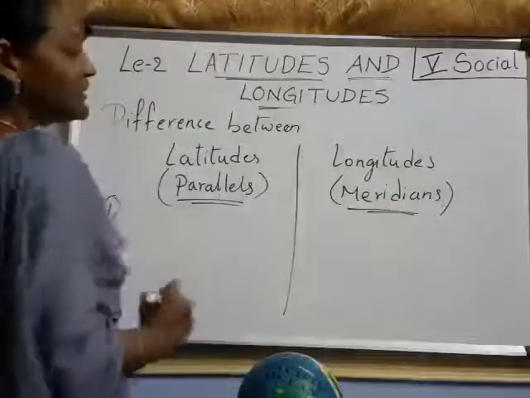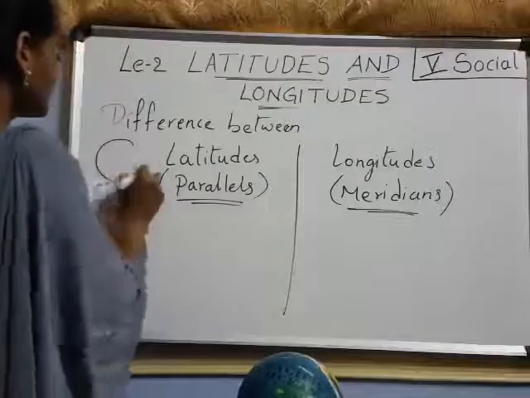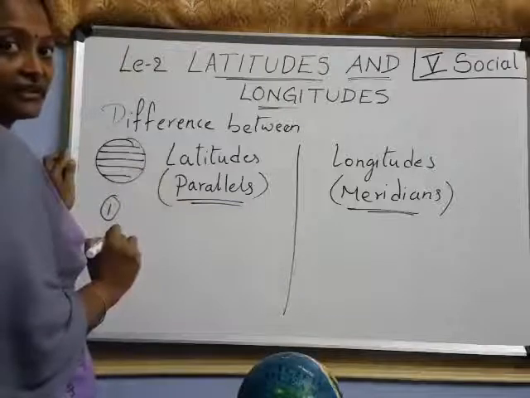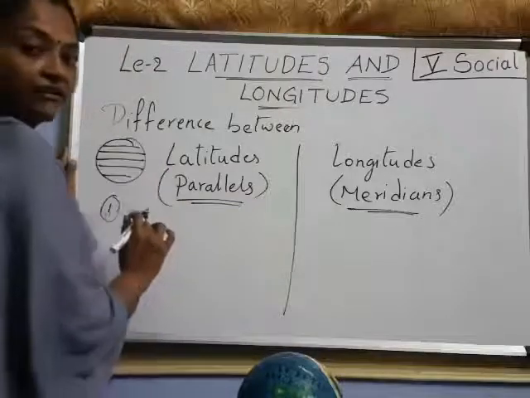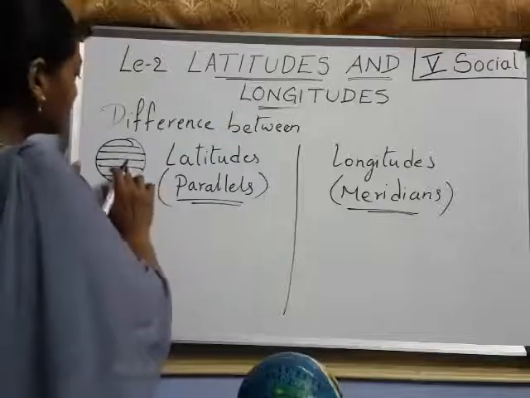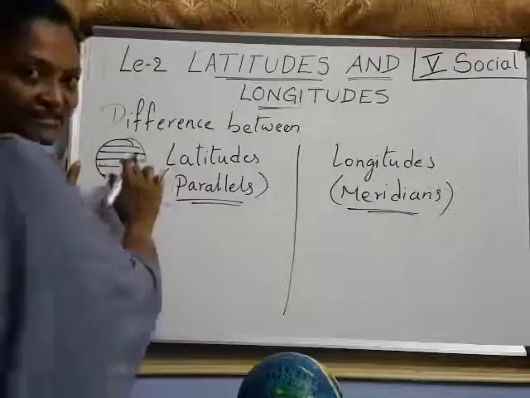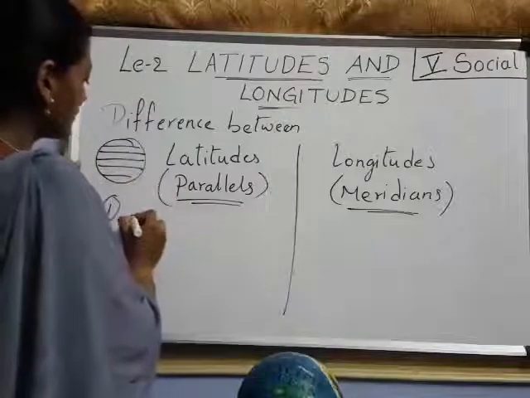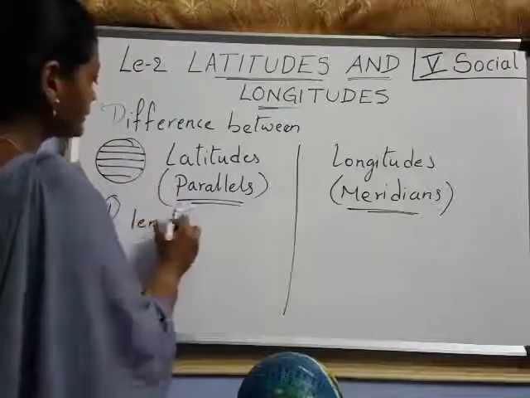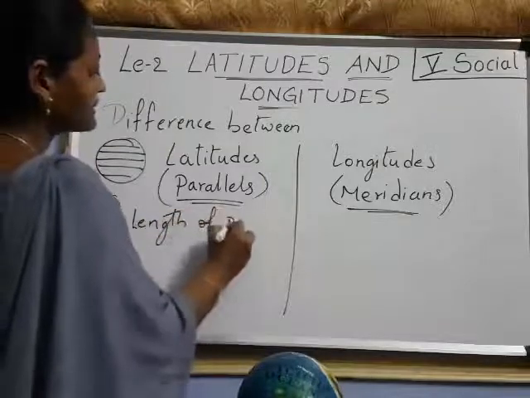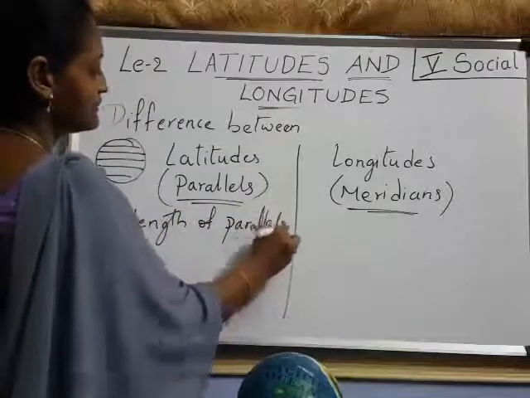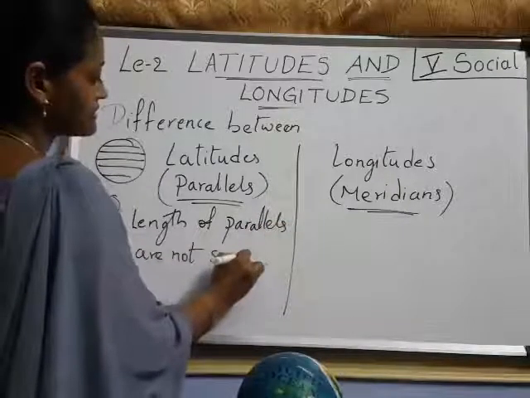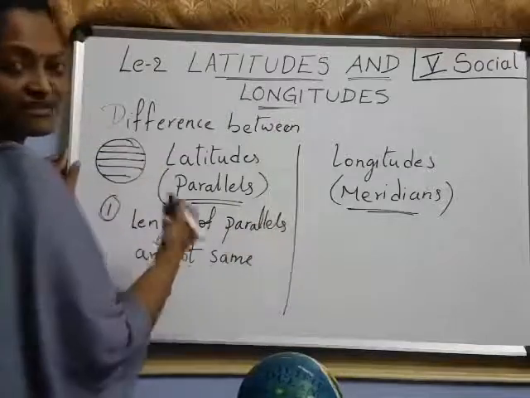First difference. Tell me, children, this is the globe. The lines are parallel to each other, I said, right? Are all lines the same length? No. Is the length of the parallel the same in all parallels? No. So the length is not the same. The lengths of all parallels are not the same. Length of parallels are not at all same.